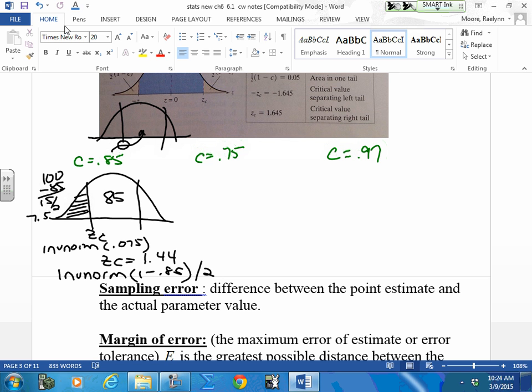Now, same exact for this guy. 75% in the middle. So how much is this going to share? So we were at 7.5. Well, 12.5 each, 25 altogether, so 12.5. So 0.125. Or let inverse norm do this.